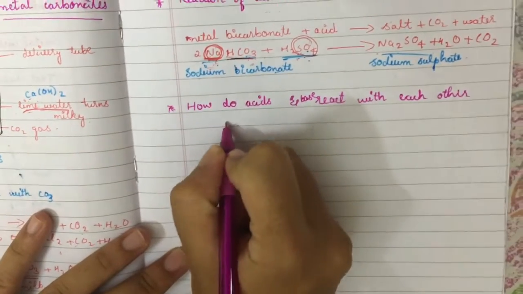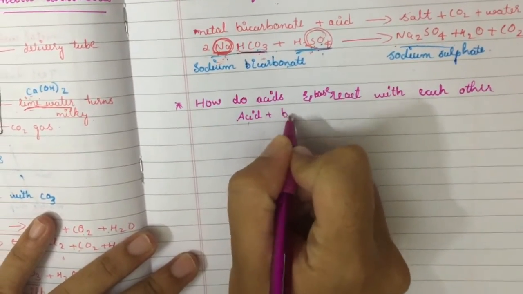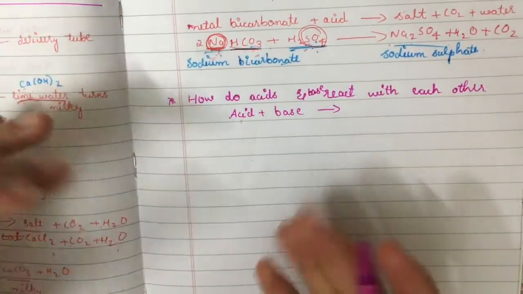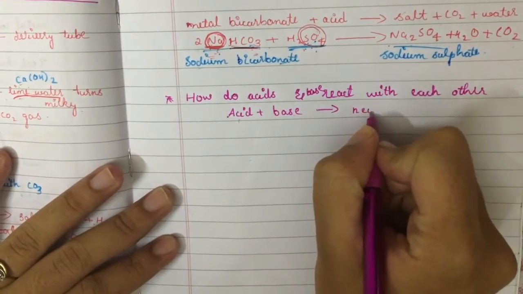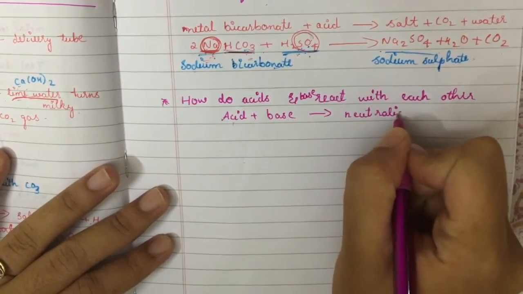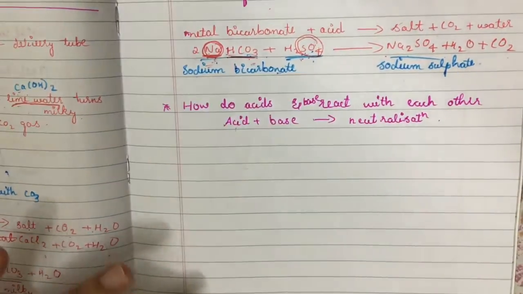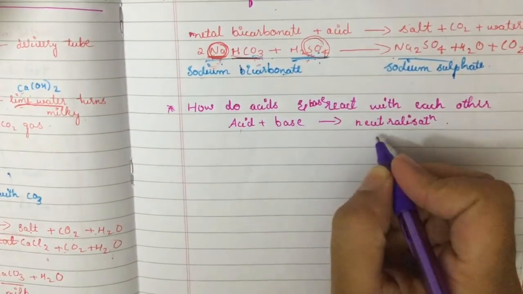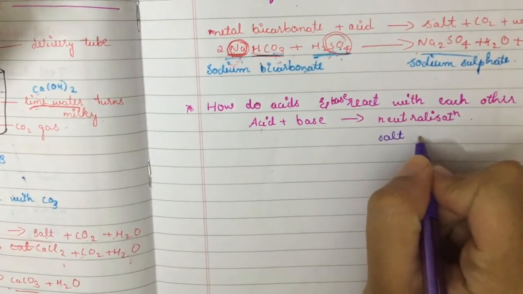So, acid plus base. When they react with each other, what will be the reaction? There will be neutralization, and the reaction between acid and the base is known as the neutralization reaction. What does the word neutralization mean? Neutralization is nothing but when this acid reacts with the base, there will be formation of salt plus water.